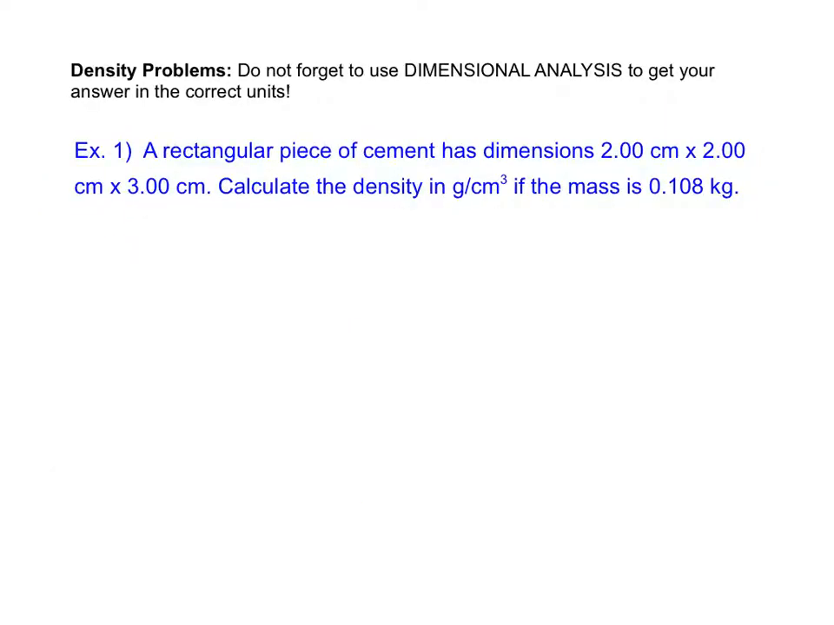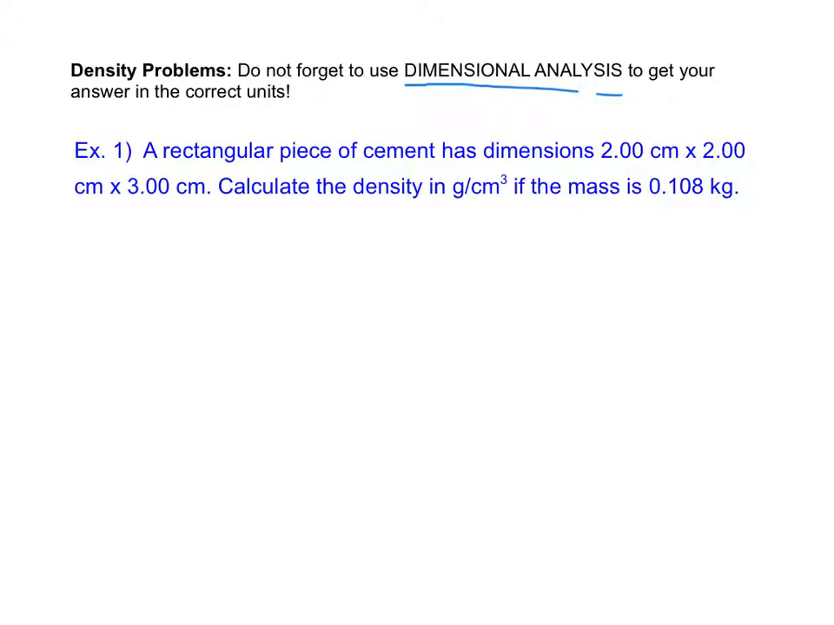So next we've got some density problems. We are going to be using dimensional analysis again, that way we can get any kind of unit conversion done in with the math. We are actually not going to do algebra on these, so I'm going to expect to see density done with dimensional analysis. So our first example, a rectangular piece of cement has the dimensions of 2 by 2 by 3 centimeters. We need to calculate that density in grams per centimeter cubed, and we're given that the mass is 0.108 kilograms.